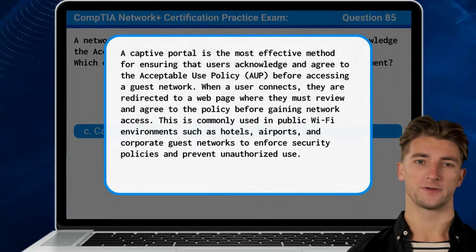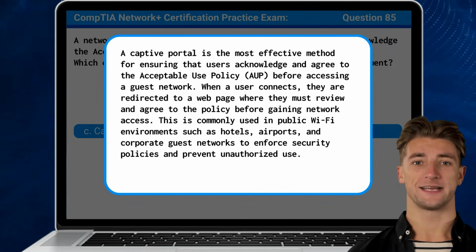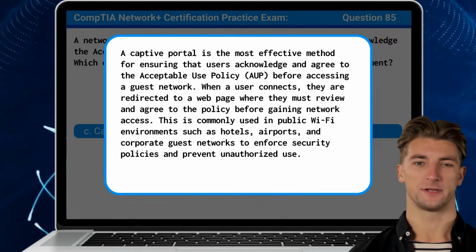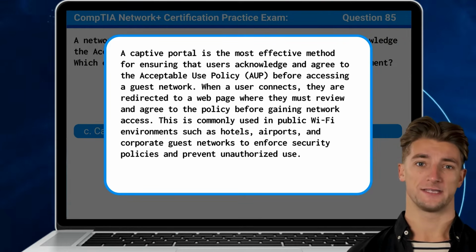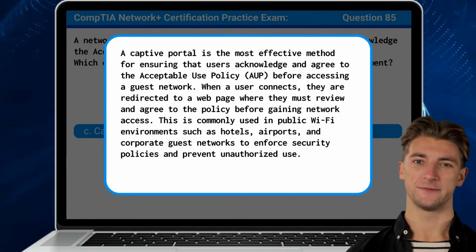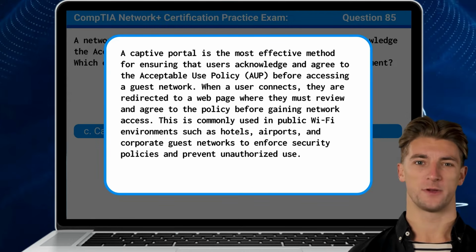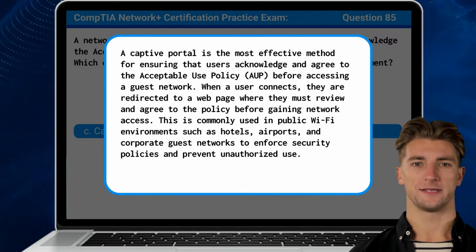A captive portal is the most effective method for ensuring that users acknowledge and agree to the acceptable use policy before accessing a guest network. When a user connects, they are redirected to a web page where they must review and agree to the policy before gaining network access. This is commonly used in public Wi-Fi environments such as hotels, airports, and corporate guest networks to enforce security policies and prevent unauthorized use.